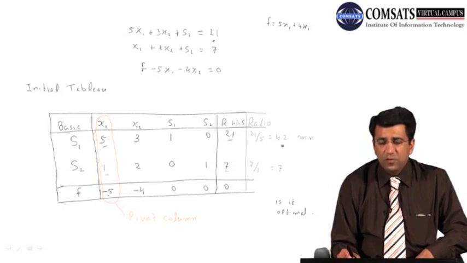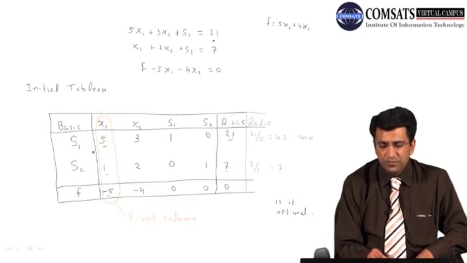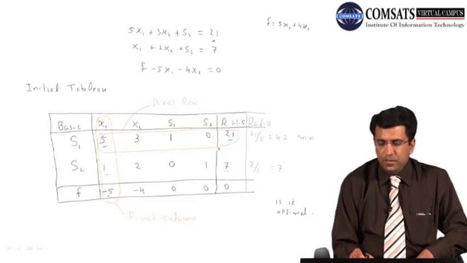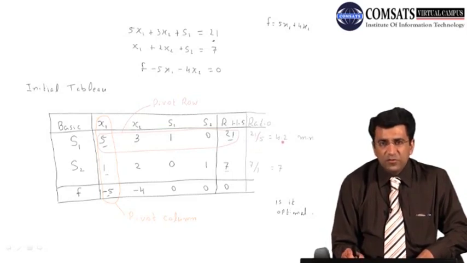Now 4.2 is the minimum value, out of that 4.2 and 7. So this minimum value row will be referred to as the pivot row. So how are we able to identify this pivot row? In the ratio column, we will find out the minimum value, and the row against that minimum value will be known as the pivot row.